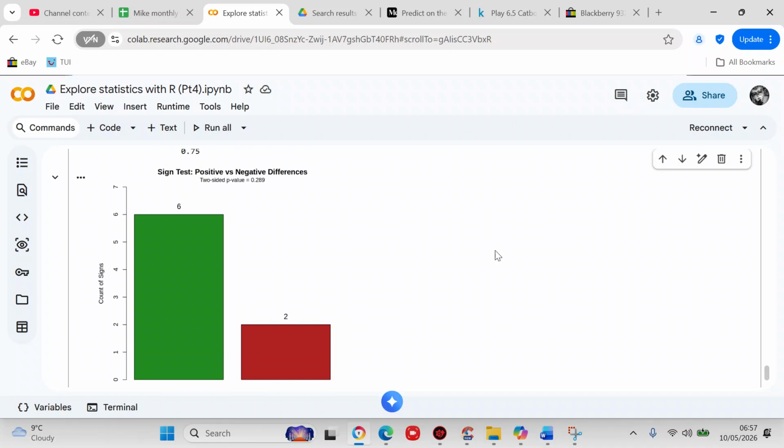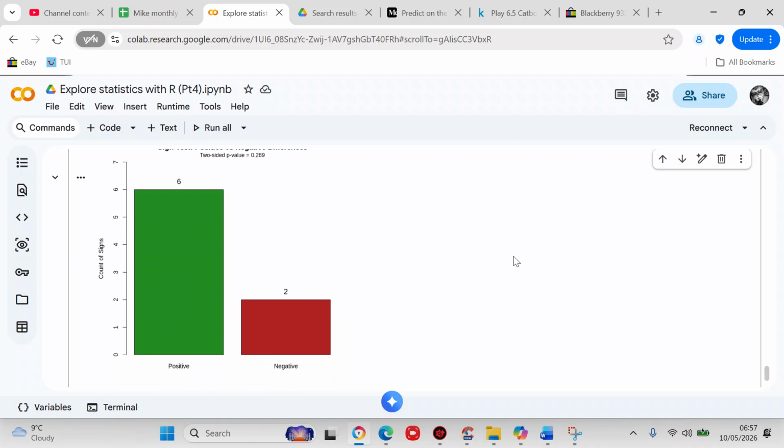So the chart is titled Sign Test: Positive vs Negative Differences. You've got a two-sided p-value of 0.289, and positive is 6 and negative is 2. That means you have more positives than you have negatives, so the sign test result leans positive because you've got more positives than negatives.